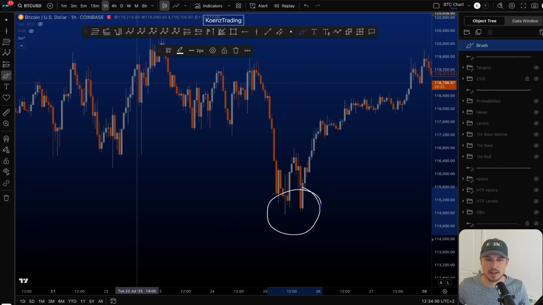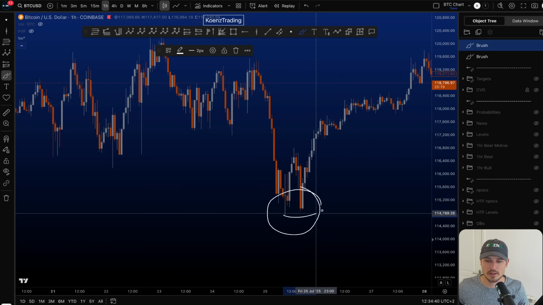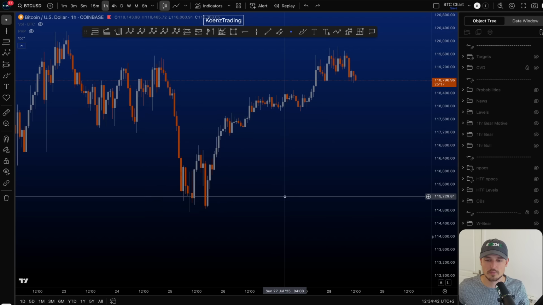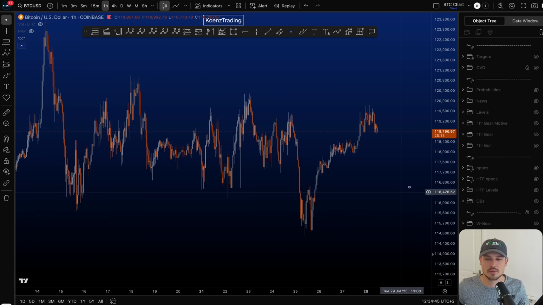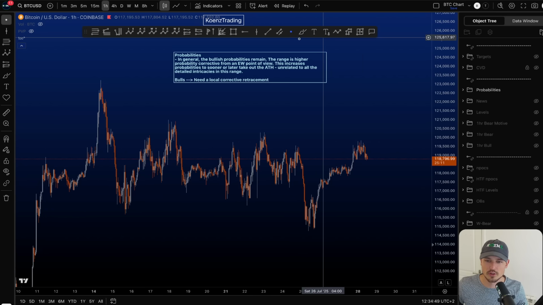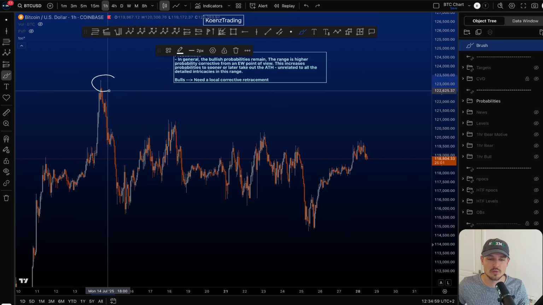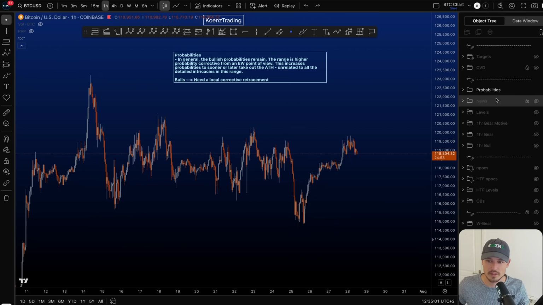Now this was a main area of interest for opportunities as explained in the previous update, and now that price moved towards the upside from our area of interest, it is time to have a look at the Elliott Wave scenarios once again. In general though, the probabilities have not changed. The probabilities are higher that this range over here is a corrective structure, not a motive wave structure, which increases the probabilities to sooner or later take out the all-time high.